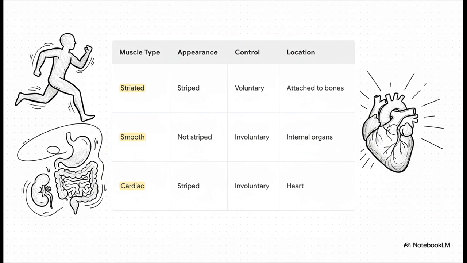Of course, an active life demands movement, and that's where muscular tissue comes in. Striated muscle, or skeletal muscle, is the stuff you control. When you decide to lift your arm, that's what you're using. Smooth muscle works automatically in your organs, like your digestive system. And then there's cardiac muscle, found only in the heart, working non-stop every second of your life.